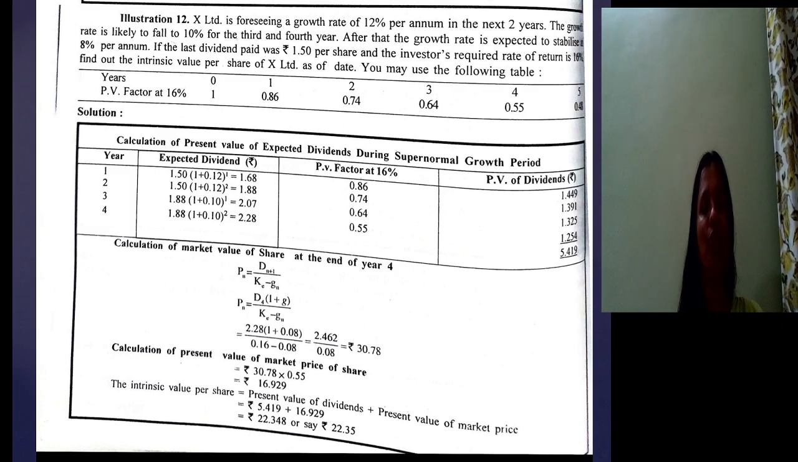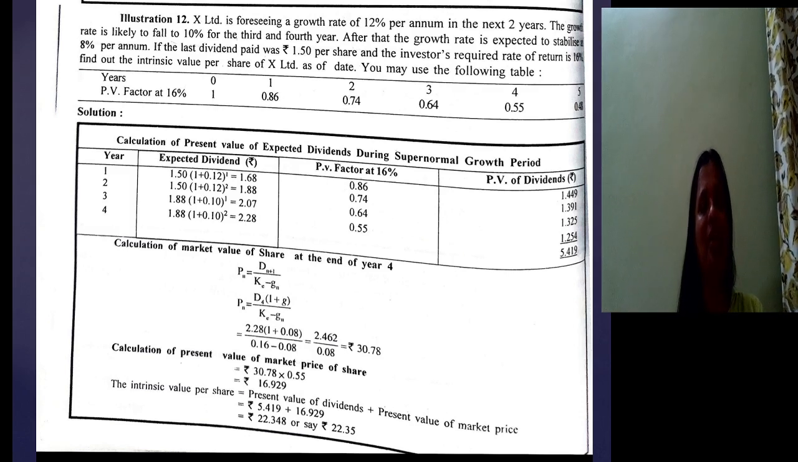So first what we have to do is, we should calculate the dividend at that rate. See, X Limited is forecasting a growth rate of 12% per annum in the next 2 years and a growth rate of 10% for third and fourth year. After that, growth rate is expected to stabilize at 8%. So till 4 years it is not stabilizing. The last dividend paid was 1.50. Before the organization started to expect growth for the next 2 years, the dividend paid was 1.50. Then what is the expected dividend?